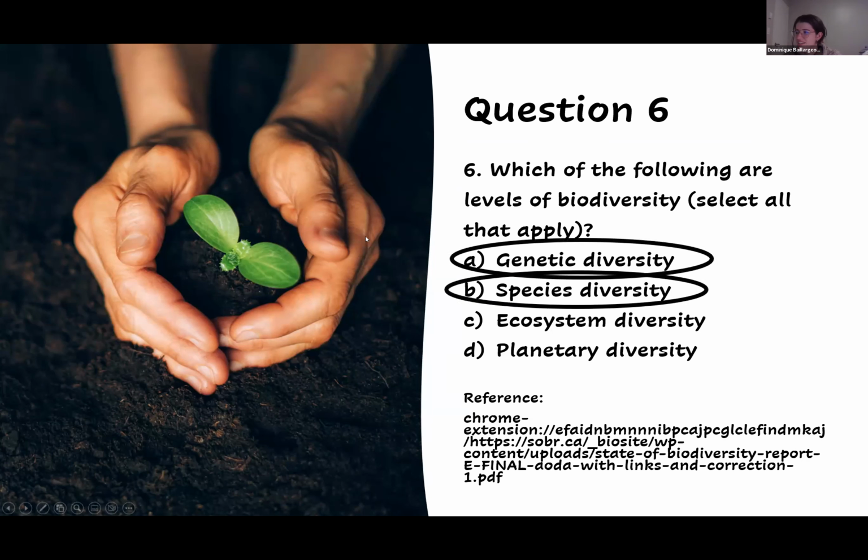So it is genetic diversity, species diversity, and ecosystem diversity. Those are the 3 levels. There's no planetary diversity. I'm trying to find my note on this one. I can't seem to find it, but I guess it's pretty self-explanatory. Oh, there we go, I found it. So Dr. Patterson explained biodiversity very well. I don't think we need to recap on that. But yeah, we'll just move on to the next one.